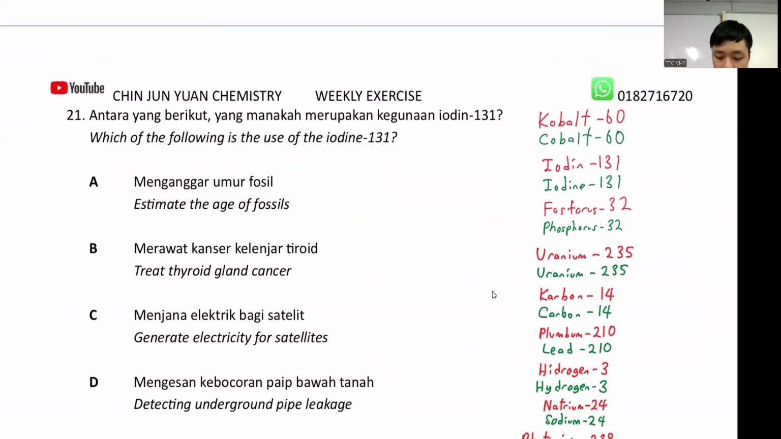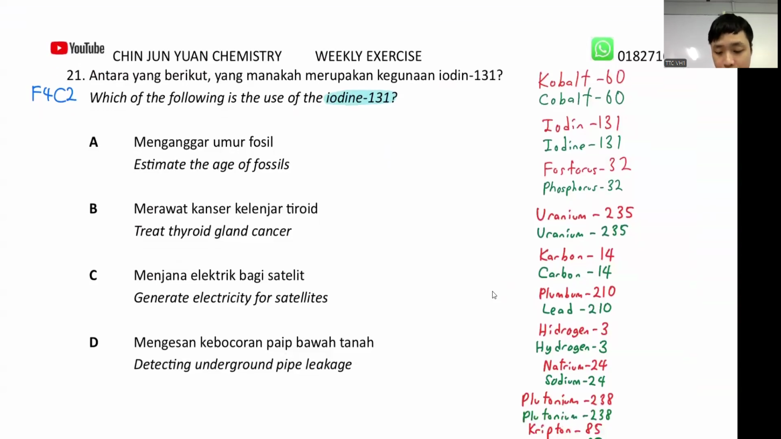21. Form 4, Chapter 2. Isotope punya uses. What is the use of isotope? In this case, iodine-131. Okay, I don't talk too much. The answer is obviously B. To treat thyroid cancer.